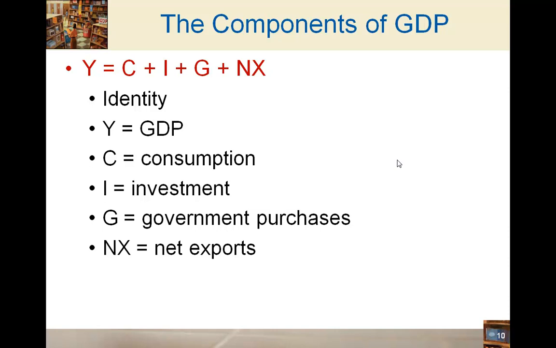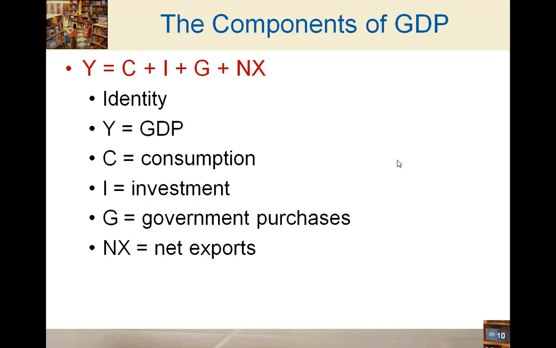Net exports. Now net, as maybe I didn't say before, means with something taken off. Gross means with nothing taken off. So net exports tells you that term consists of something minus something else. So net exports actually equals exports minus imports. Now, why do we add in exports?